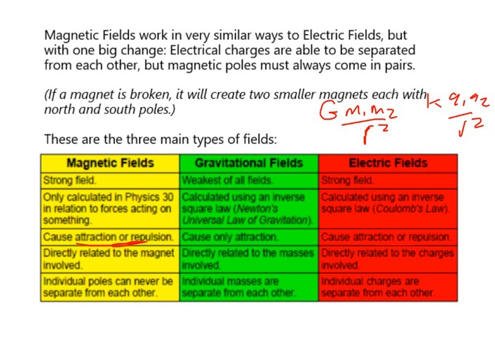What are things related to? Well, the charges affect electric fields. The masses affect gravitational field. What are magnets affected by? How strong your magnet is. You have a stronger magnet, you have a stronger field.